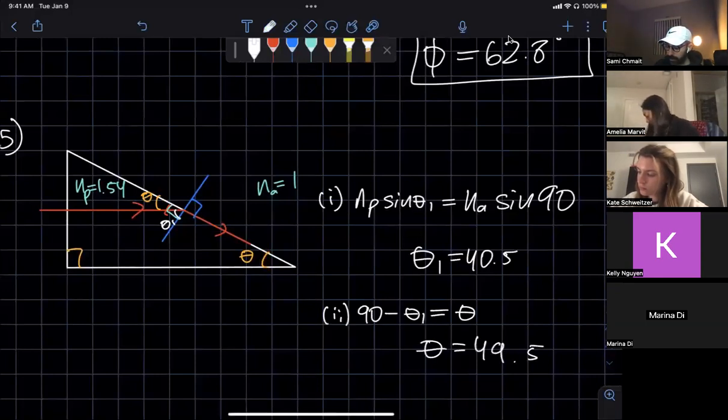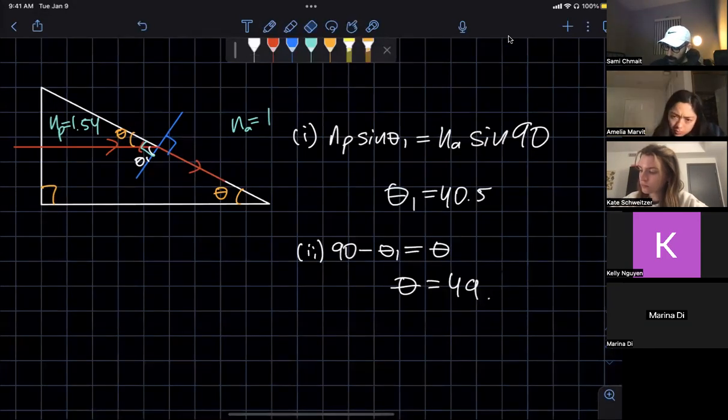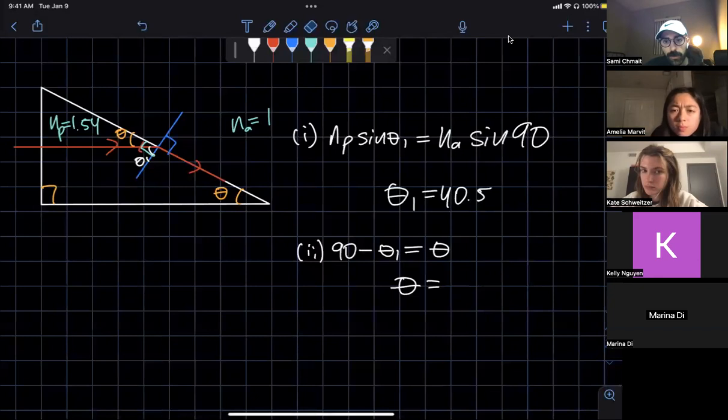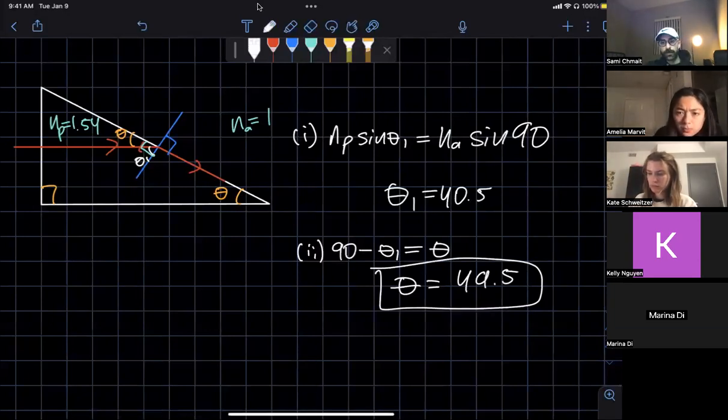49.5 degrees. Oh, wait. I did a decimal thing here. 90. Where did I mess this thing up? 49.51. Is that right? Yeah, okay, 49.51. I think I messed up a decimal there. Oh, it's fine. I think it was in the first part. Okay. Cool. Any questions on that?